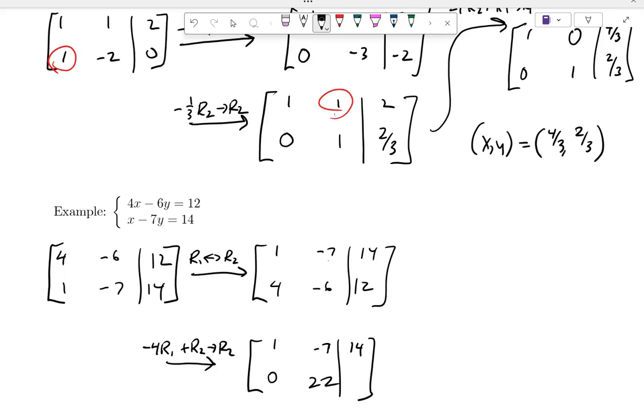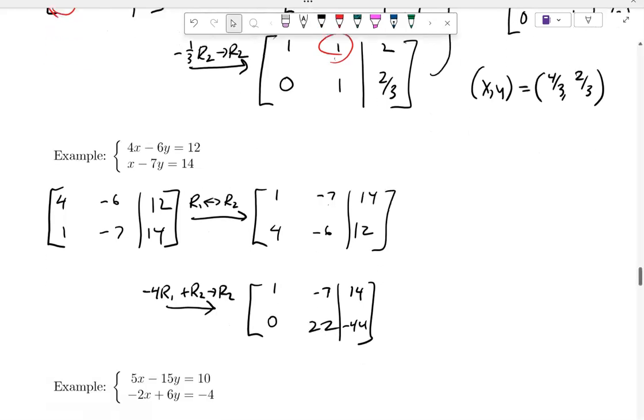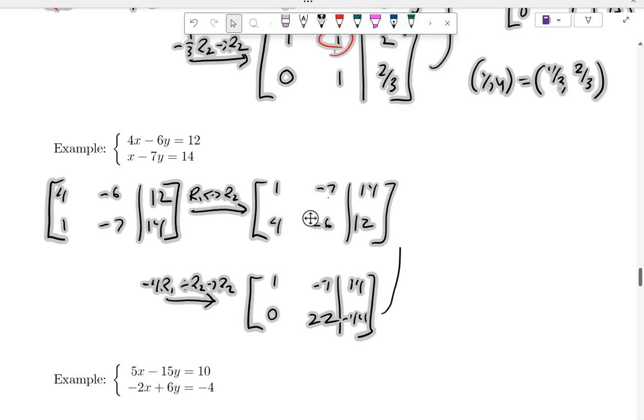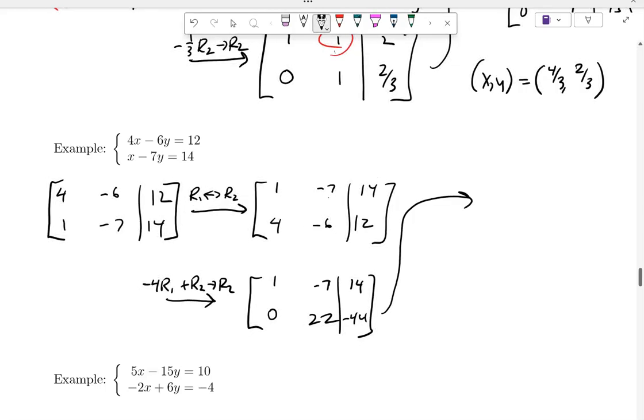-4 times 14 is -56, plus 12 gives me -44 when I'm done. Everybody see where those numbers are coming from? All right, so we got a 1, got a 0. What's the next step? Get a 1. What do I need to do to make that 22 into a 1? Divide by 22.